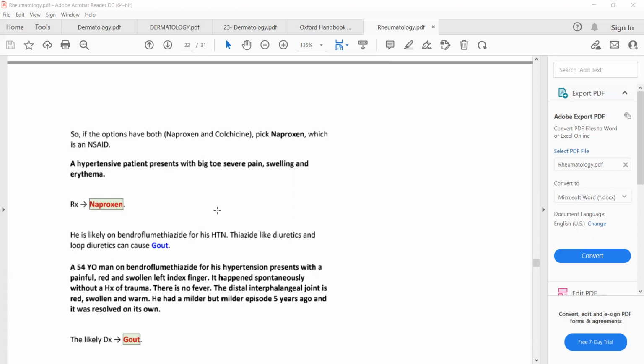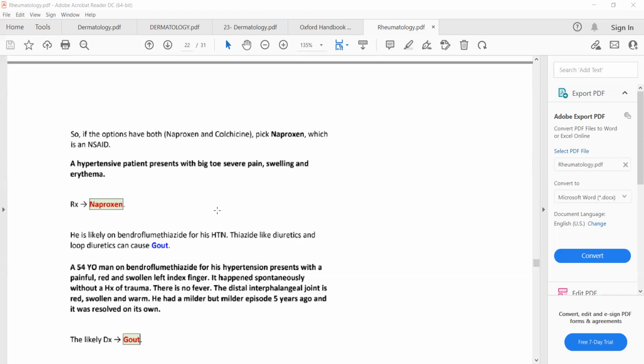Similarly, if a patient with heart failure presents to you with this kind of big toe with severe pain, then again your diagnosis will be gouty arthritis. And remember that the symptoms of heart failure can also be worsened by the use of NSAIDs.